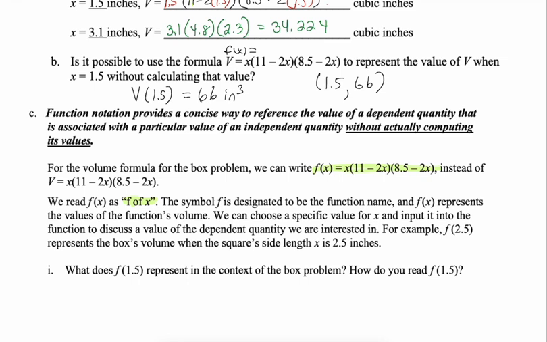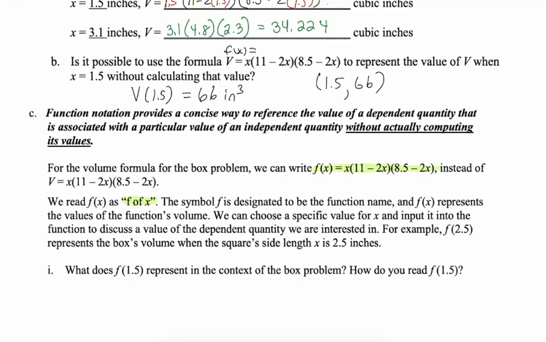And it says here that function notation provides a concise way to reference the value of a dependent quantity that is associated with a particular value of an independent quantity without actually computing its value. Okay? They call that notation, please make sure you highlight, write down something, f of x. That's the way I'm going to read that, f of x. That's the most common way it's read. Sometimes you could say the function f at x. That's a little wordier, and mathematicians usually aren't going to find the wordiest way to say it. They're going to say it as concisely as possible. So f of x is common.